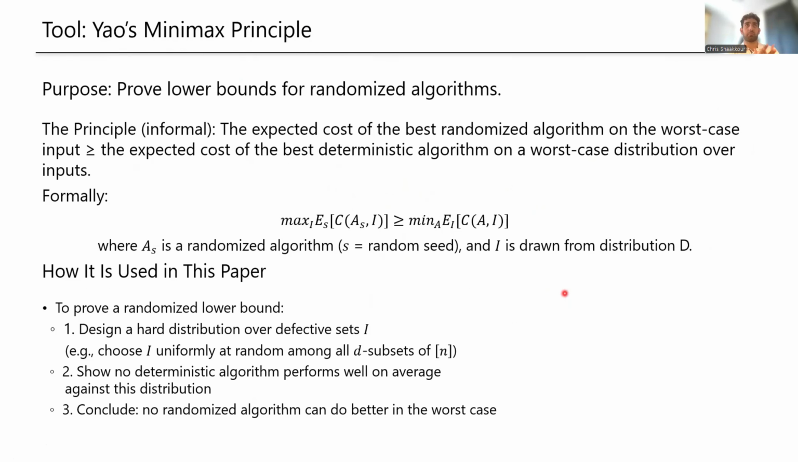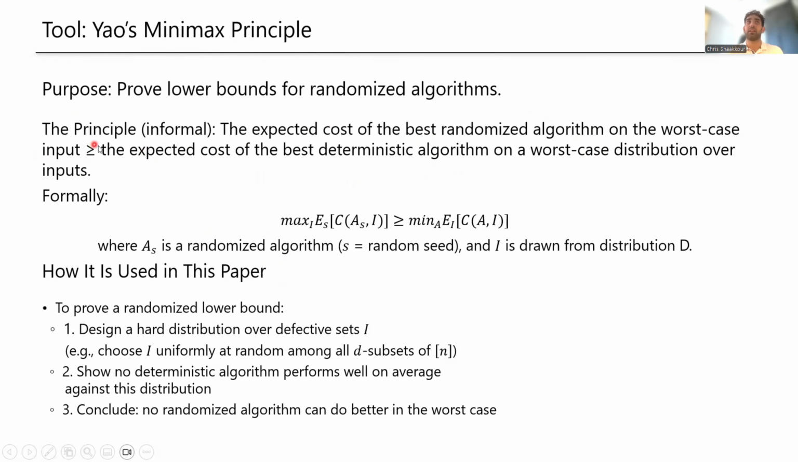The purpose of Yao's min-max principle is to prove lower bounds for randomized algorithms. This is a very important tool we're going to be using a few times. The principle talks about the expected cost of the best randomized algorithm on the worst case input. I'm going to go over this again: the best randomized algorithm. If we have a randomized algorithm and an input that goes into it, we take the best performing algorithm and input the worst input possible.